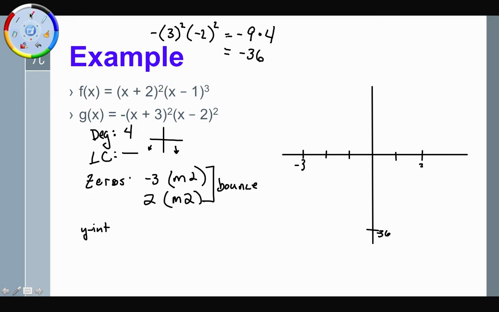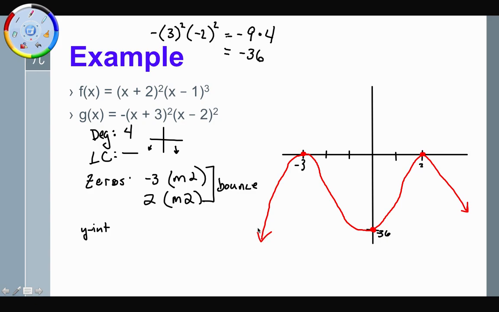Now we're going to plot everything that we know. We know we have a 0 at negative 3, a 0 at 2, and a y-intercept of negative 36. We know our end behavior goes down and down on both sides. So here goes nothing. We know that we're going to bounce at negative 3. We're going to come down here. We're going to go through the y-intercept. We're going to come up here and we're going to bounce at the positive 2. And we're going to go down in both directions. Now, there we go. We have the correct end behavior. We have the correct zeros. We have the correct y-intercept.